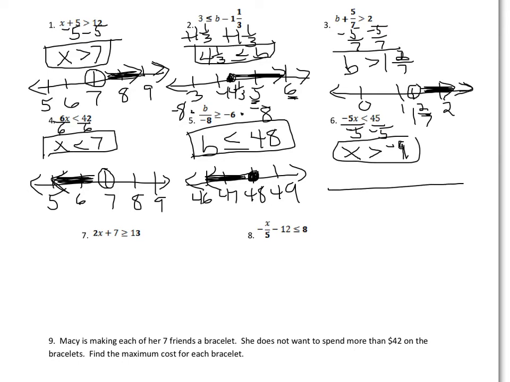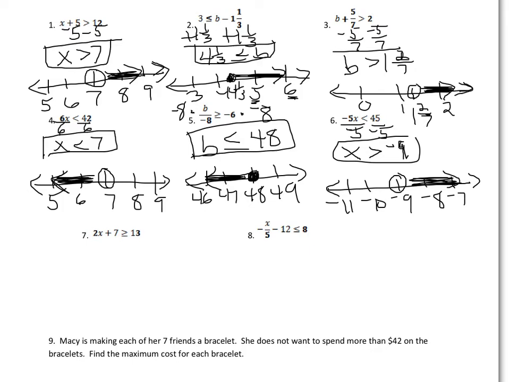Okay, so when we graph that on a number line, we'd have like -11, -10, -9, -8, -7. And it's greater than, so it's an open circle on -9. Okay, and x is greater than that, so arrow to the right.